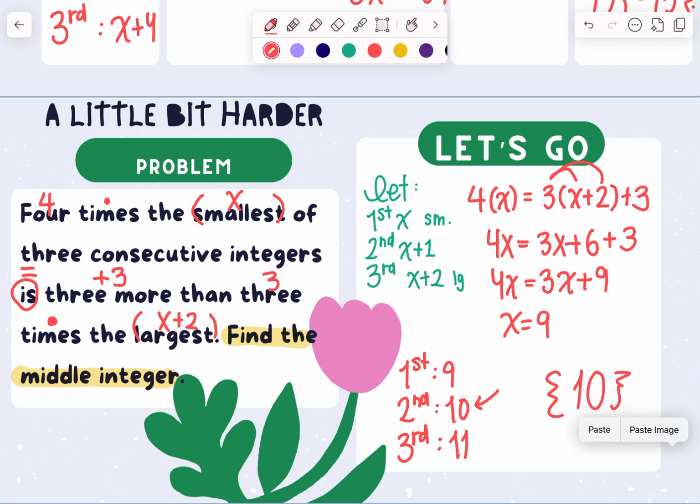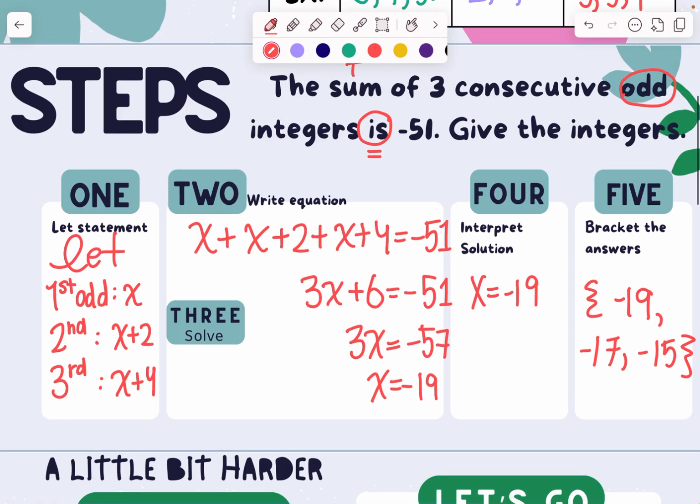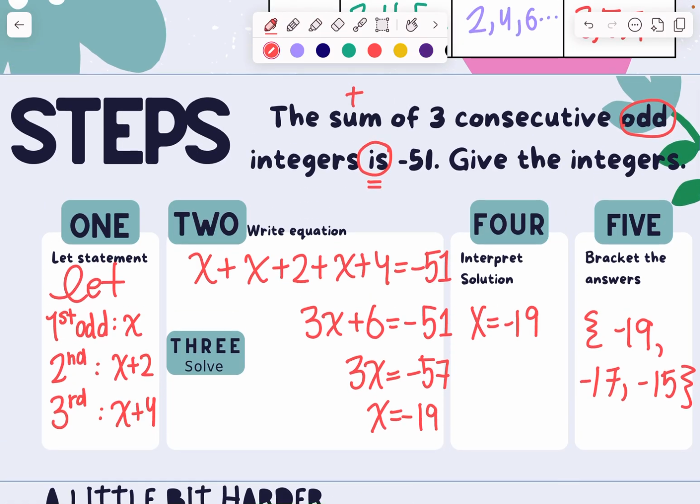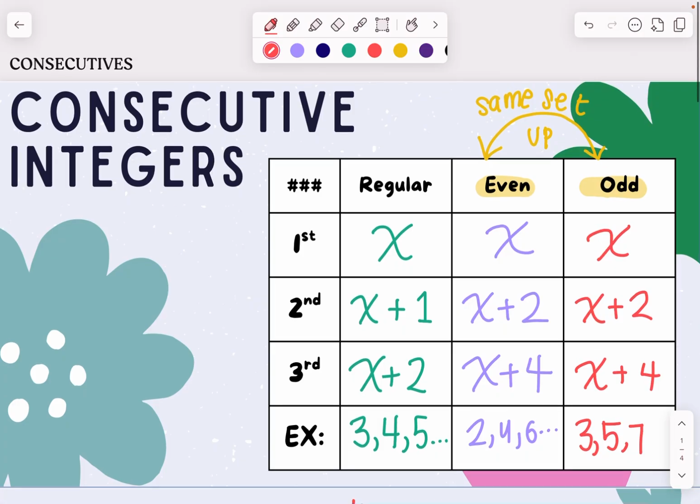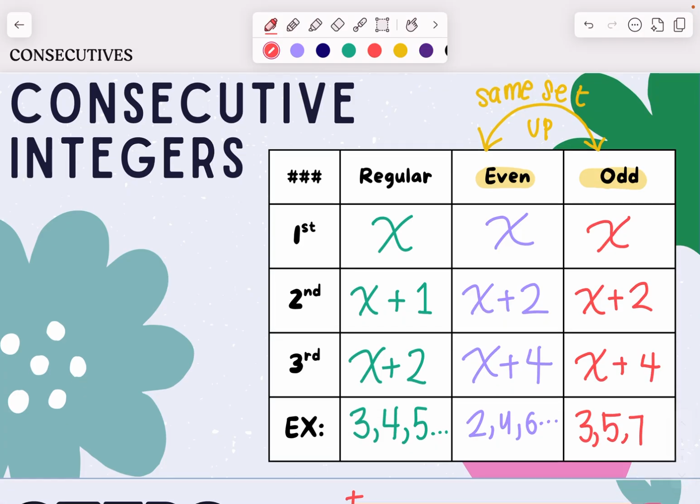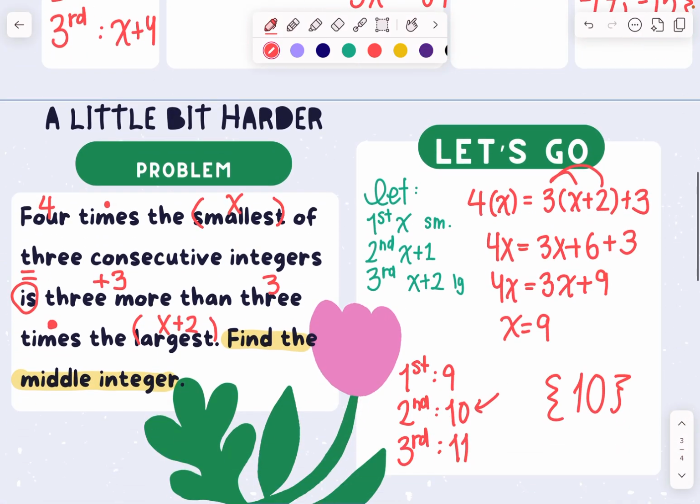So this is what it looks like to do a little more challenging, complex consecutive problem, and then just a simple sum one. Remember, it always boils down to setting up with the correct let statement and really just adding the key words and key parts right over the prompt.